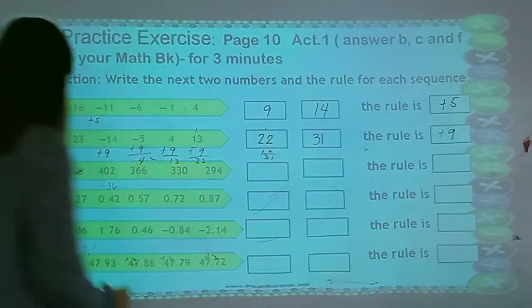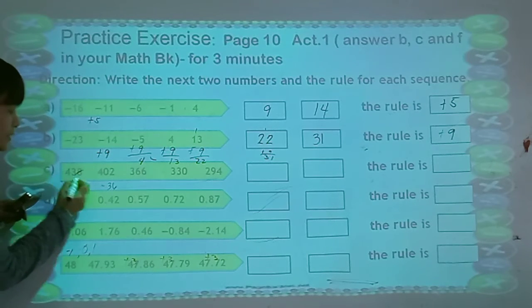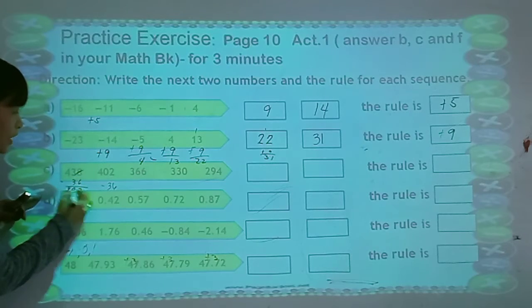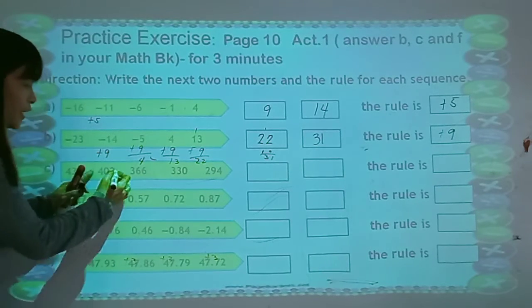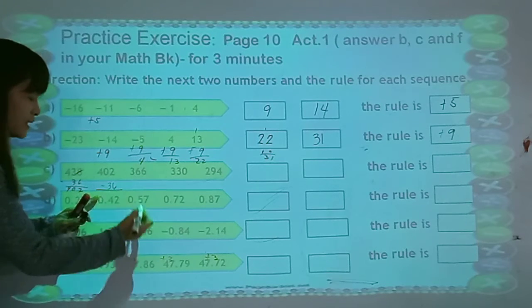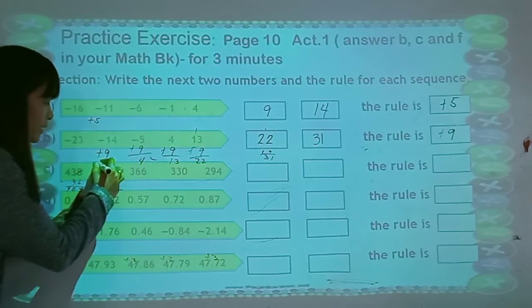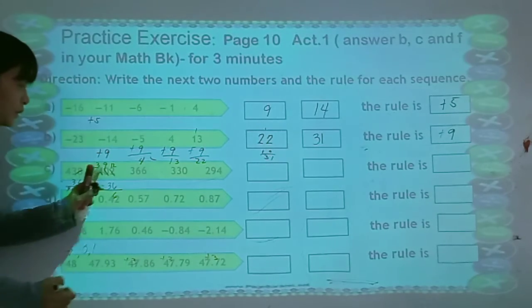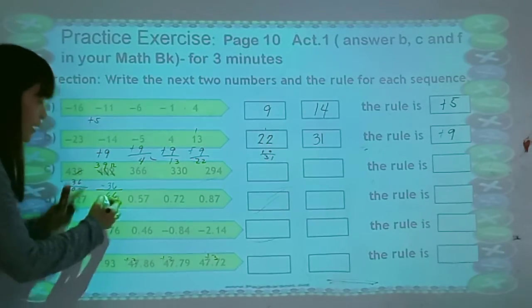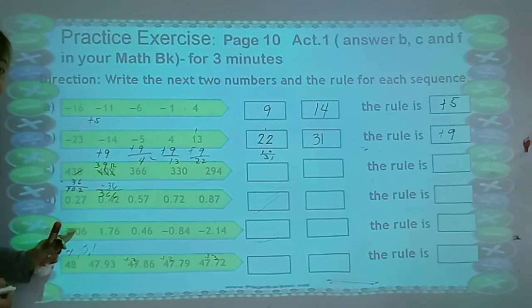So 438 minus 36. 8 minus 6 is equal to 2. 3 minus 3 is equal to 0. Bring down 4. So the next is 402. How about 402 minus 36? 2 minus 6 cannot be done, so it becomes 12, and 0 becomes 9, and 4 becomes 3. So 12 minus 6 is equal to 6. 9 minus 3 is equal to 6. Bring down 3. Therefore, the next term is 366.